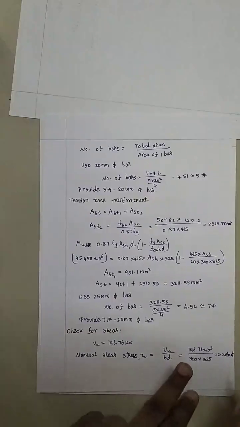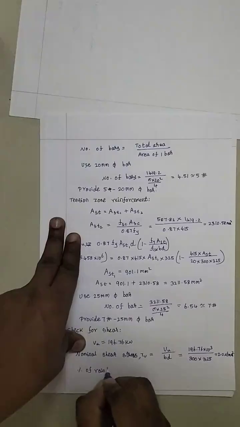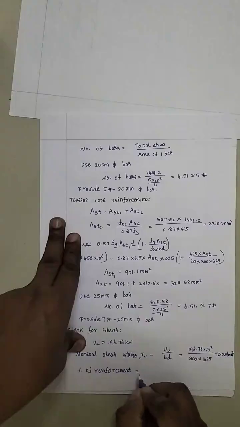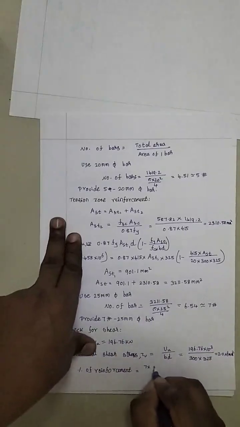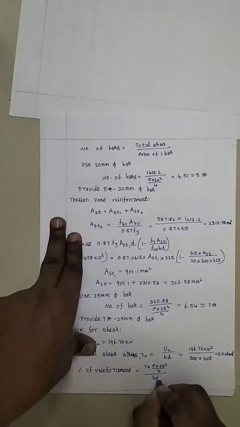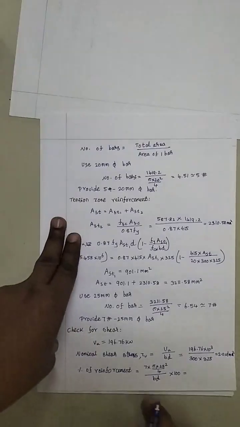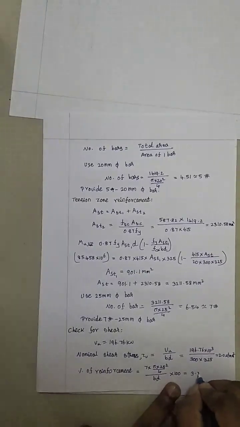So the next step is we need to calculate the percentage of reinforcement, that is how much reinforcement we have provided in the tension zone. Here we are providing 7 number of 25 mm dia bar. So 7 into pi into 25 square divided by 4, divided by bd, into 100. This formula is given in IS 456 page number 73. The value we are getting is 3.5 percentage.